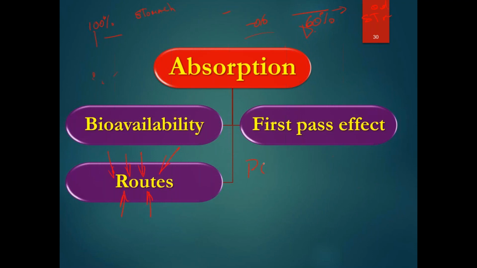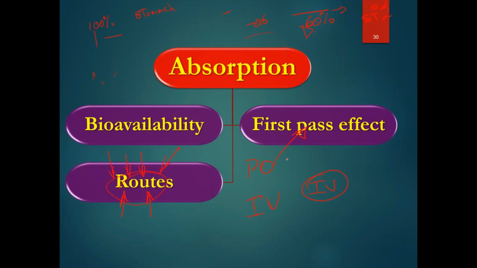Okay. So for example, it's not the same to have PO than IV, correct? The PO is going to be affected basically by the first pass effect. But the IV, is it going to be affected by the first pass effect, yes or no? No, because if you go to the vein, you're not going to go to the stomach. You go directly to the bloodstream, right? You got it? So that's why it depends on the route.